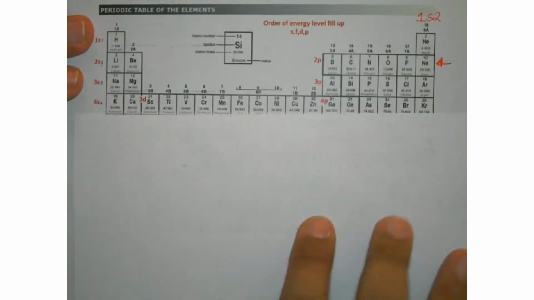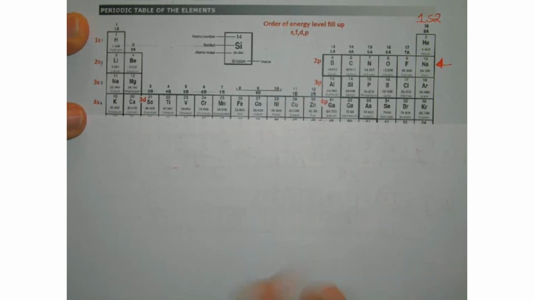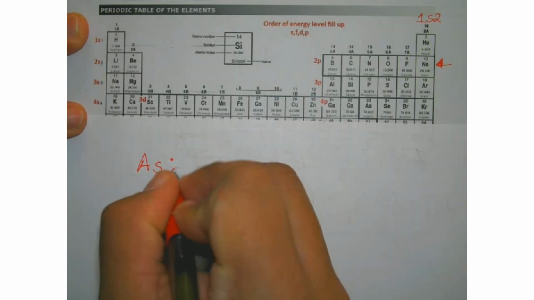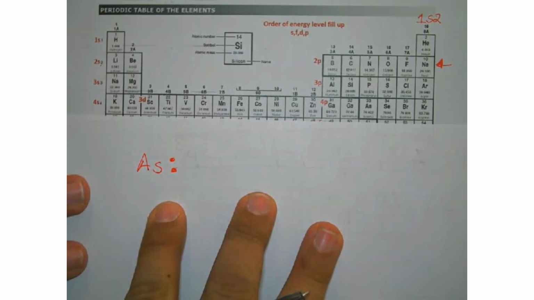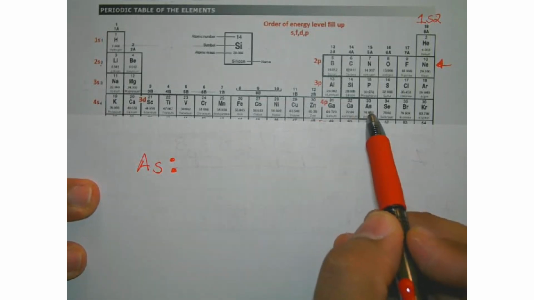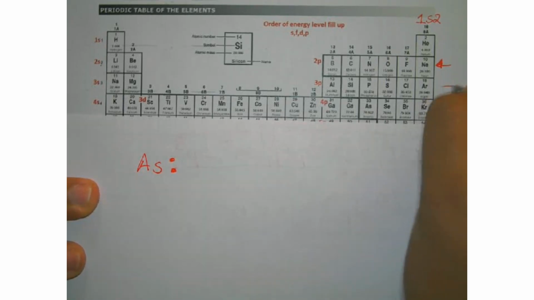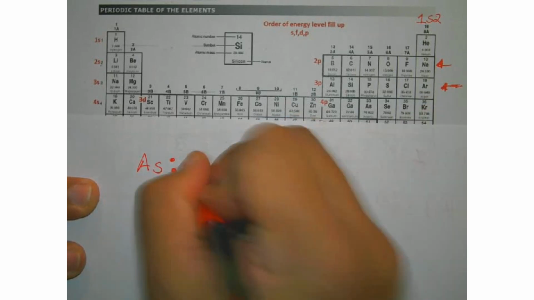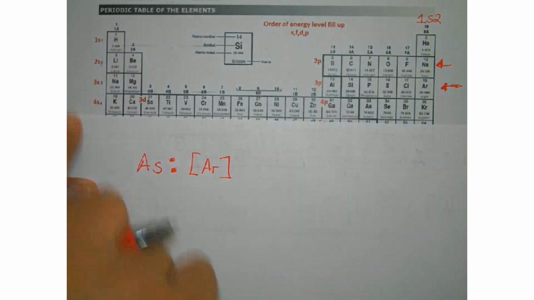Let's look at one here in the 4th energy level. Let's go to, let's say, arsenic, As. We're going to do the noble gas configuration for arsenic. Now, arsenic is right here. So who's the noble gas that came before arsenic? Let's back it up. This would be the noble gas that came before arsenic, and that guy is argon. So we're going to put argon in brackets here.